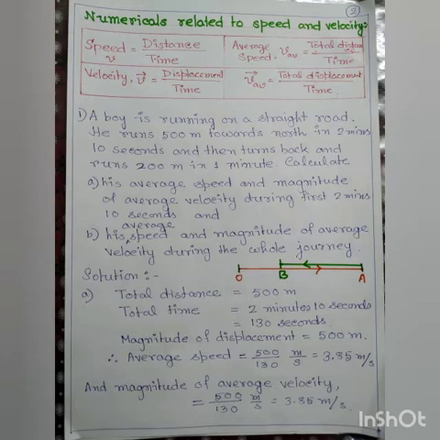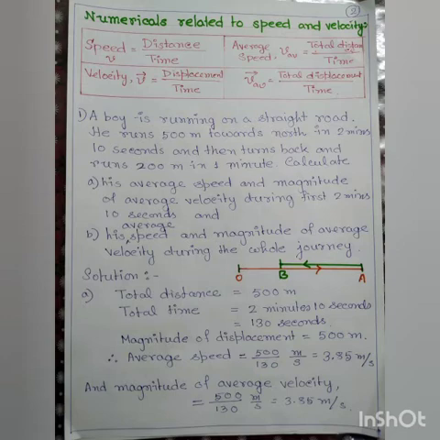Number 1, a boy is running on a straight road. He runs 500 meters towards north in 2 minutes 10 seconds and then turns back and runs 200 meters in 1 minute. Calculate his average speed and magnitude of average velocity during the first 2 minutes 10 seconds, and next his average speed and magnitude of average velocity during the whole journey. Now let us start.